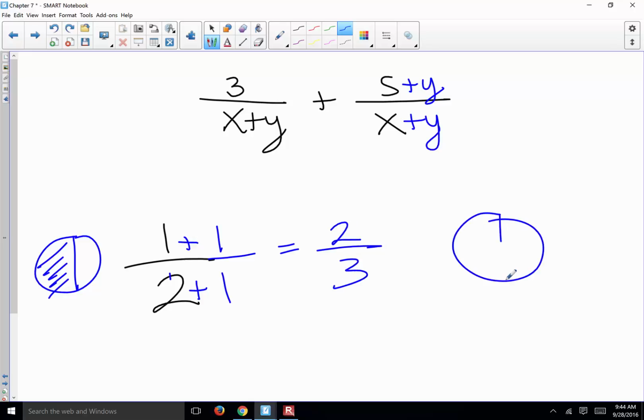2/3 is more than half. You have an extra piece now. Your ratio changes if you add to both sides, okay? So you're not allowed to make addition to both sides. This is not allowed.